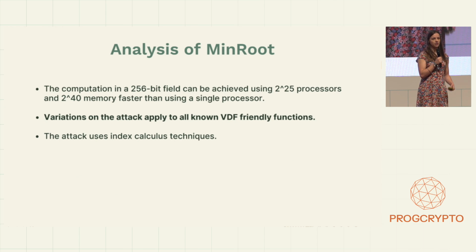So using index calculus-like techniques, the general gist is that the computation in a 256-bit field can be achieved using 2 to the 25 processors and 2 to the 40 memory, faster than by using just a single processor. Variations of this attack apply to all known VDF-friendly functions. And yeah, the attack uses index calculus techniques.